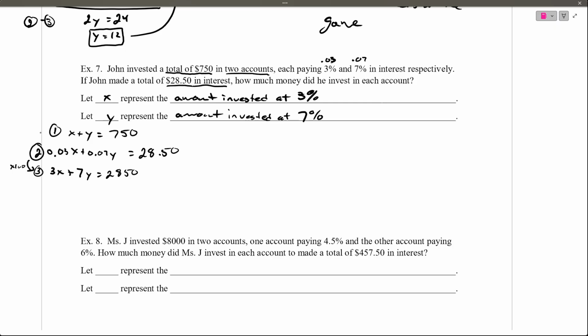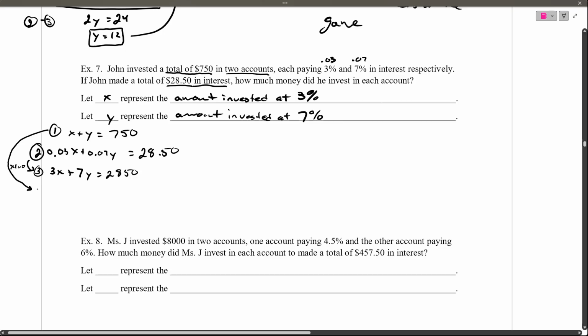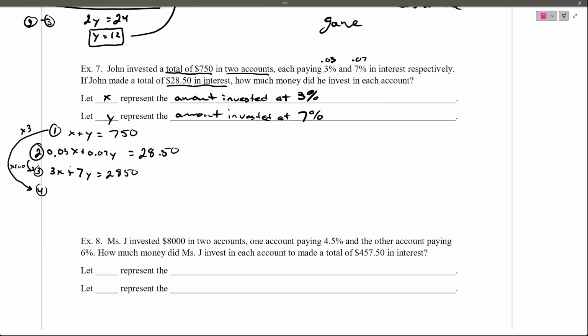Okay. So that's great, but equation number 1 still doesn't have a 3 or a 7. So let's take this one. Whoosh, you're going to be equation number 4. And we got to get it to a 3x. So we're going to multiply it by 3. So x times 3, that's 3x. Y times 3, that's 3y. And 750 times 3, that's 2250.